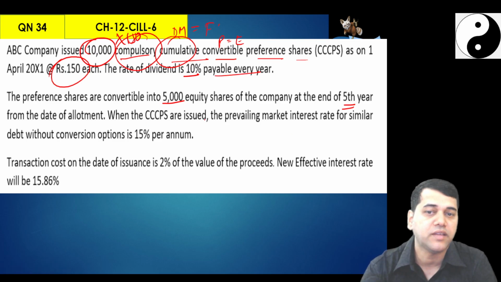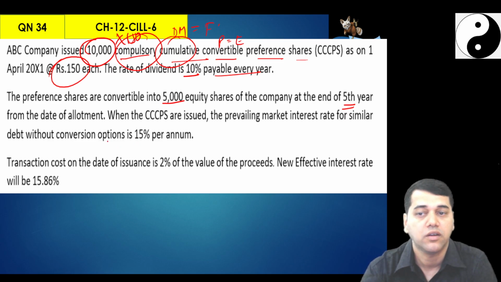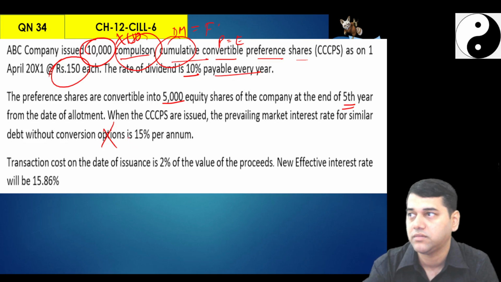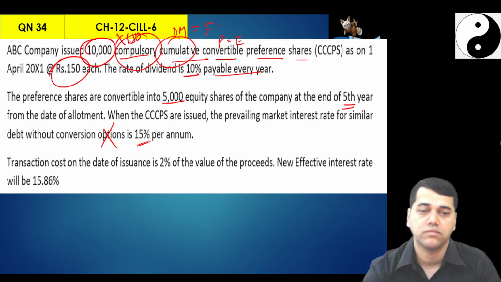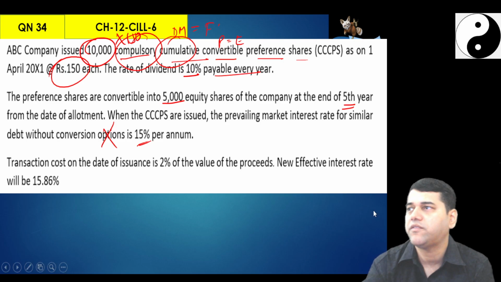When the CCPS are issued, the market rate of interest for similar debt without the conversion option, without this conversion feature we can say, is 15% per annum. Now, up to this, everything is fine.